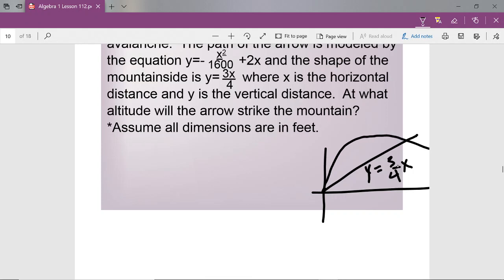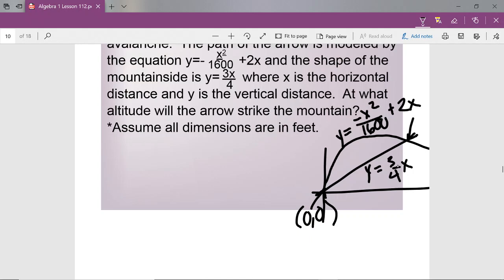That wasn't a great quadratic, sorry about that. But we are saying, where does it hit the mountainside here? If this is y equals negative x squared over 1600 plus 2x, where do these intersect? And we say, of course, they're going to intersect at (0, 0). That's implied since the linear equation has a y-intercept of (0, 0), and so does our quadratic, but that's not the point. The arrow isn't going to strike the mountainside right there.